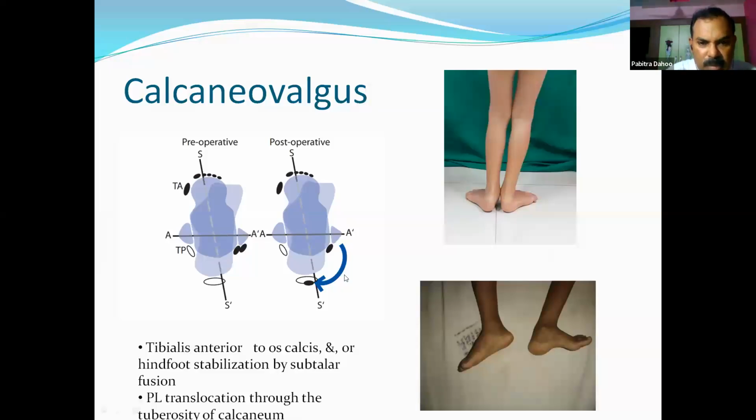Okay, and the other way, peroneus longus can be transferred. As I said, the route can be rerouted. The peroneus longus can be rerouted through the calcaneal tuberosity, where instead of an everter, it will work like a plantar flexor.